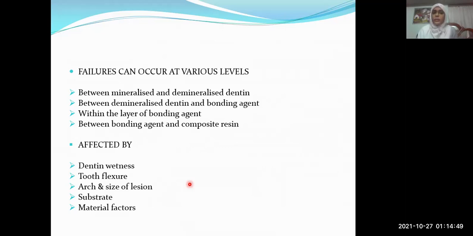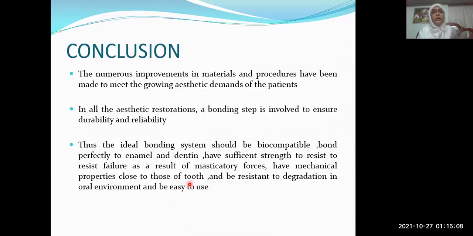So why can this occur? Because of the material we're using, because of how we have been using it, technique sensitive, right? And any lesion, how it is, or what substrate is there, whether it is enamel or dentin, how the dentin is, which region it is, whether it is near the pulp, how much dentin thickness remains. So based on all that, the failures can occur.